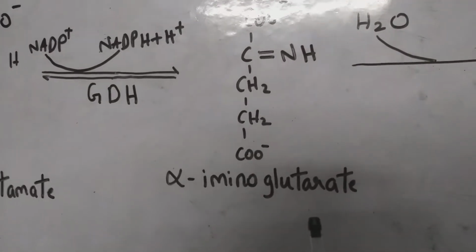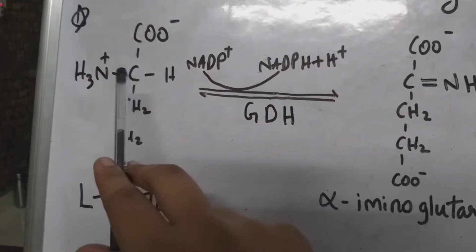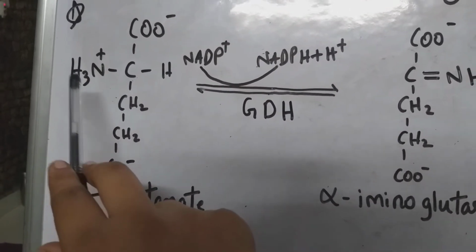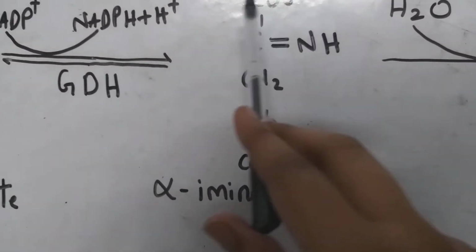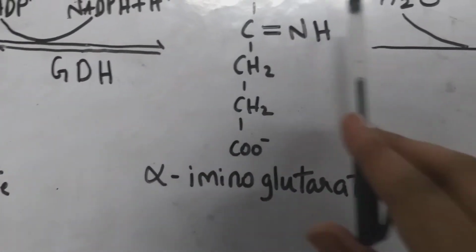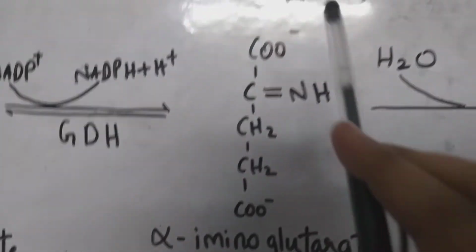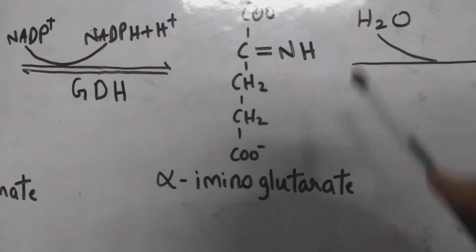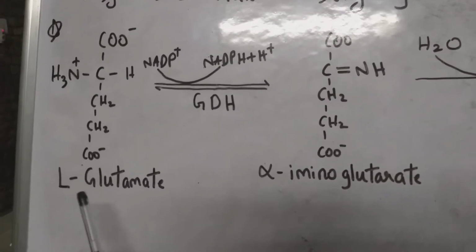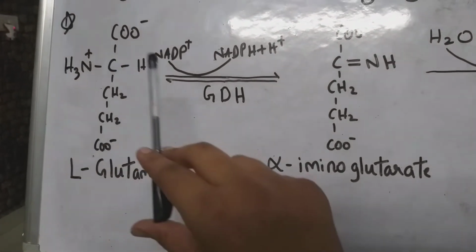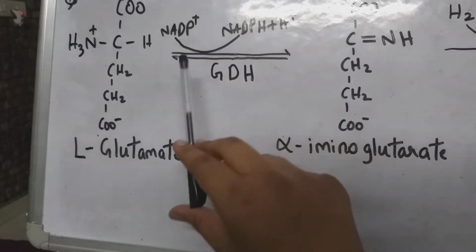In its oxidized form, NADP plus will come and first oxidize L-glutamate into alpha iminoglutarate. What is happening here? The CH and NH3 plus, the amino group, is being converted to a C double bond NH group. This group is called an imino group, not an amino group. This is an unstable intermediate. So the first step in oxidative deamination is L-glutamate with the action of NADP plus and, of course, the glutamate dehydrogenase enzyme.